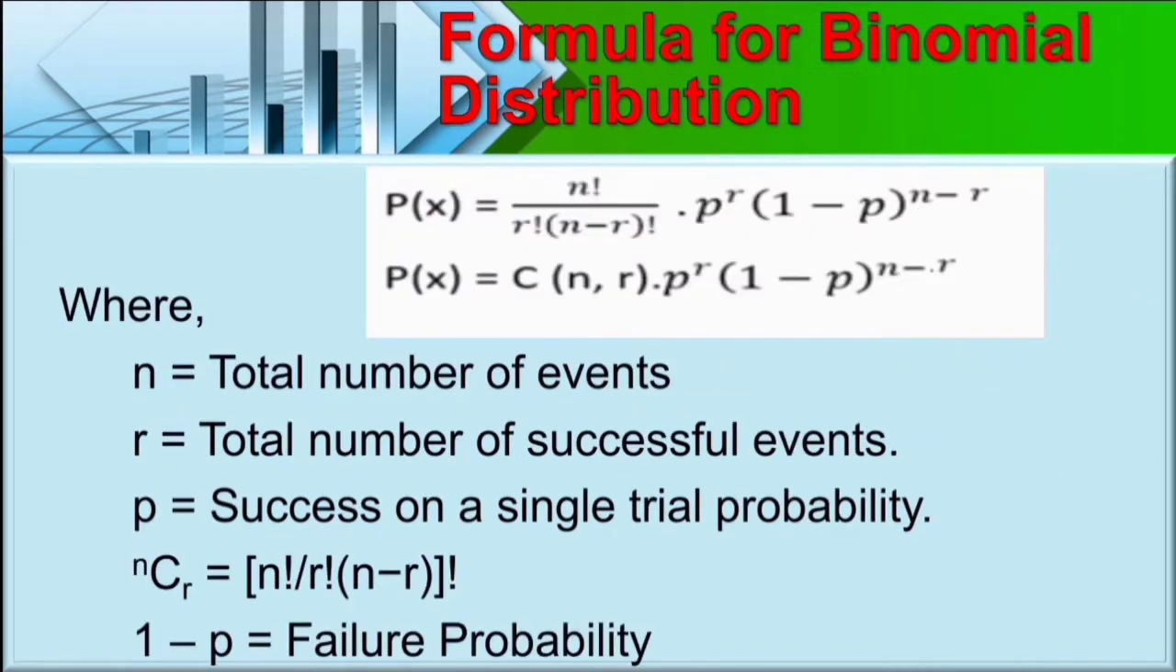Formula for binomial distribution. The formula for binomial distribution is as follows, where n is equal to total number of events, r is equal to total number of successful events, p is equal to success on a single trial probability, and 1 minus p is equal to failure probability.